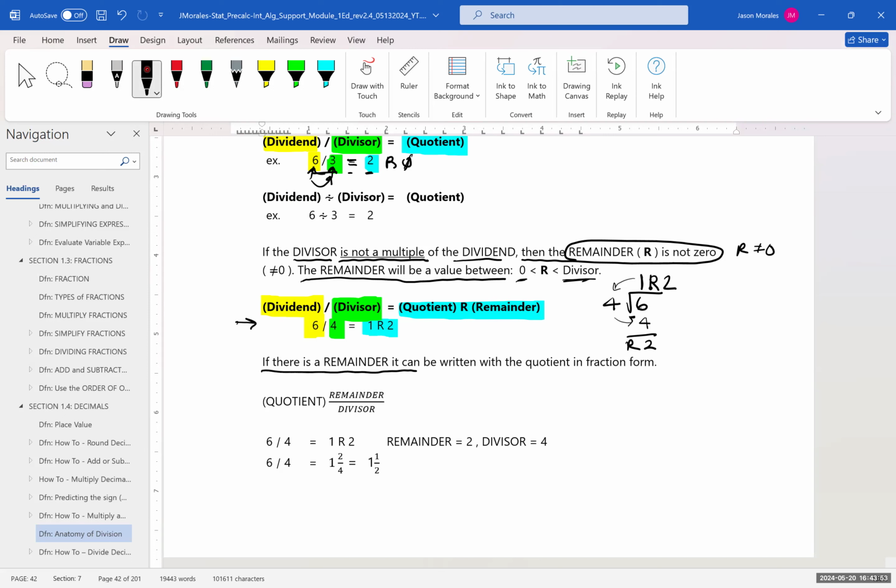If there is a remainder, it can be written in the following quotient form. So we can have the quotient times the remainder over the divisor.